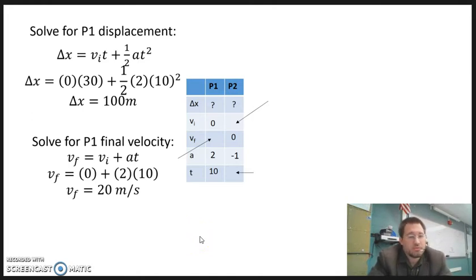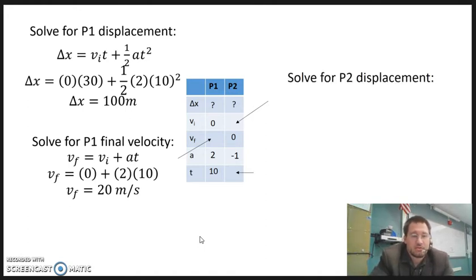Wonderful. So what do we do with that? Now that we know that part 2's initial velocity must be 20 meters per second, we can solve for part 2's displacement. Because now we know that this is 20, we know that this is 0, and we know that this is -1. We can use our fun equation that we keep using in all of these videos.